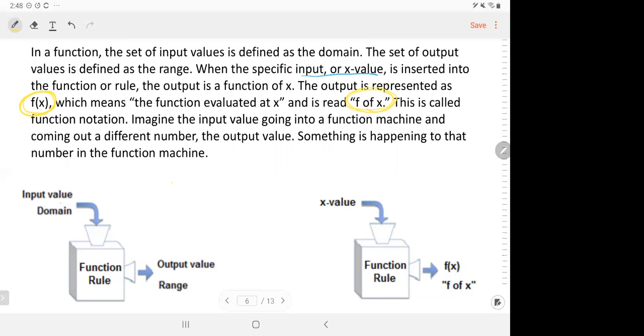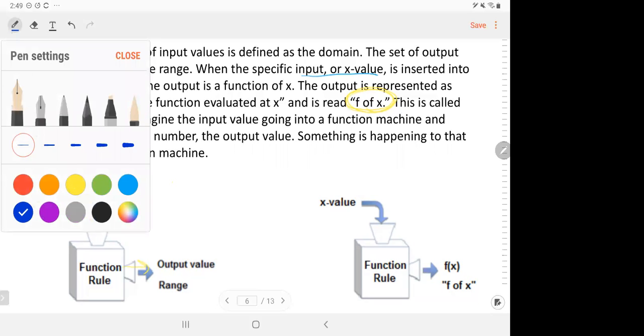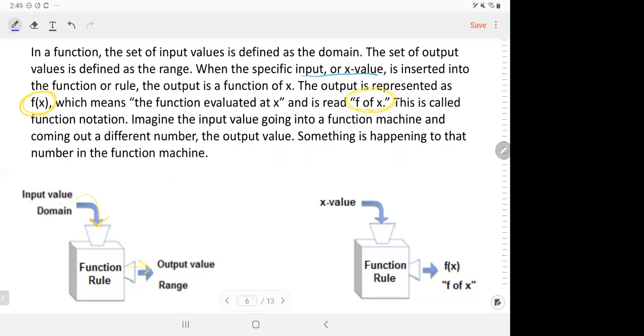Imagine the input value going into a function machine right down here and coming out a different number, the output value. Something is happening to the number in that function machine. We just had a lot of information here. I'm going to go back to this input. So input, we know that this is x values.